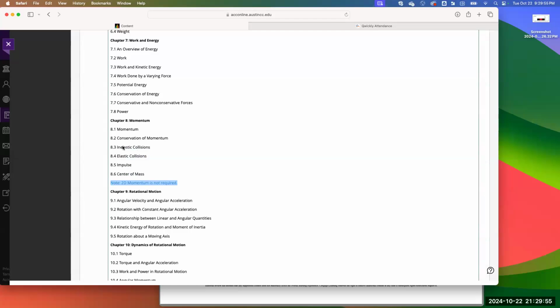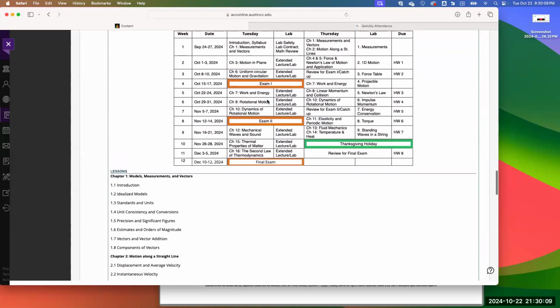Other than that, if you read ahead of time, it will prepare you for the class, and then you can also ask questions and answers, and it can be interactive. Now we will be covering rotational dynamics, the dynamics of rotation, and then November 12 to 14 there is another exam. Do you have any other questions?